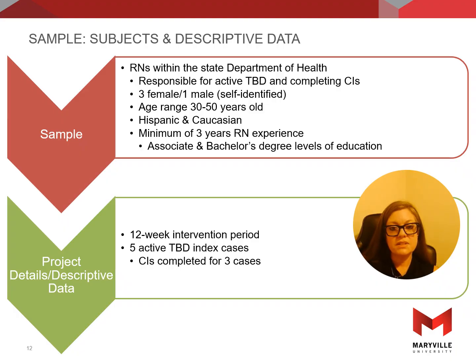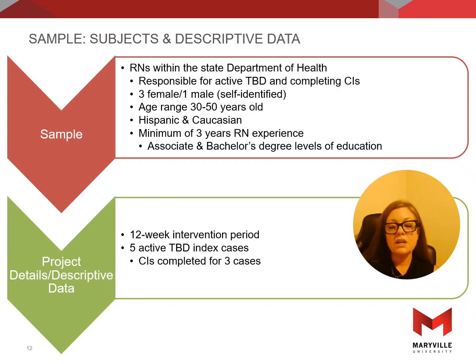Only registered nurses that complete CIs and care for clients with active TB disease were included in receiving the intervention or that submitted data. RNs within the Department of Health are required to have at least 3 years of experience as an RN. There was no other disqualifying criteria. Nurses self-identify as both male and female, were in age ranges from 30 to 50 years old, and were both Hispanic and Caucasian. Any active pulmonary tuberculosis disease index case contact investigation was included in the intervention and data collection.